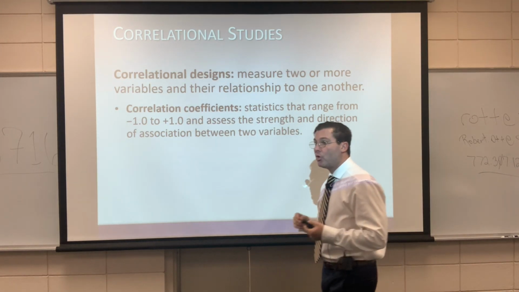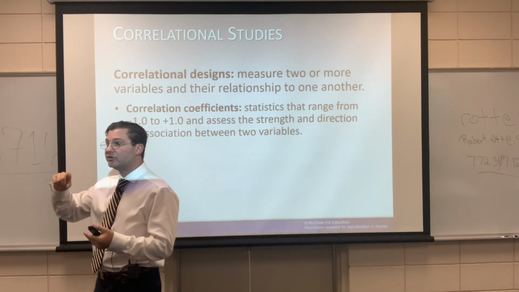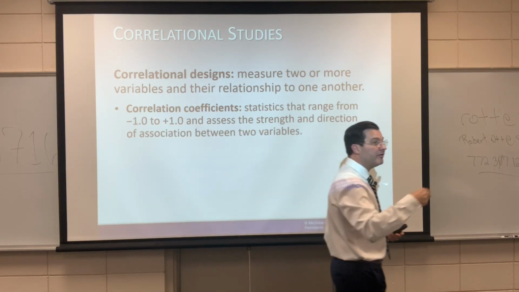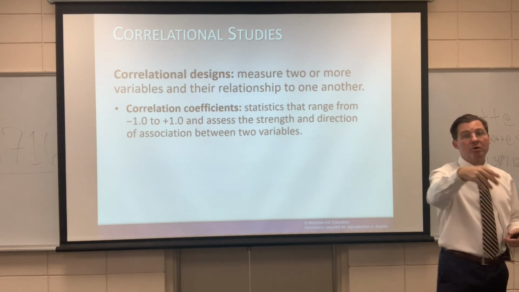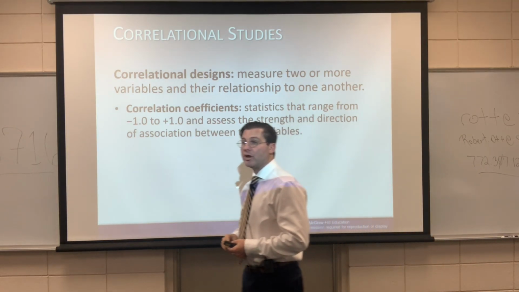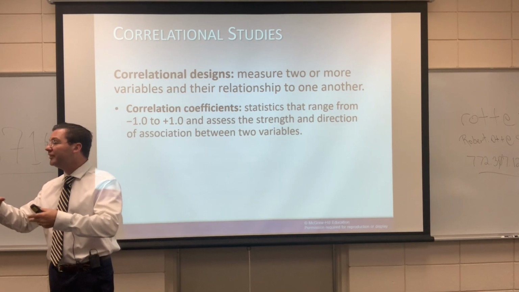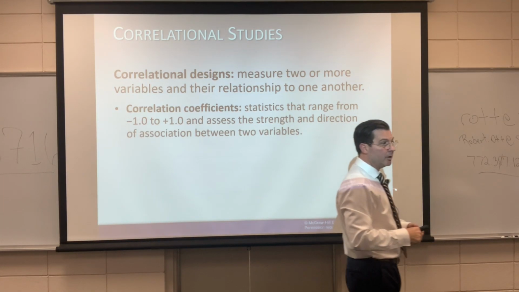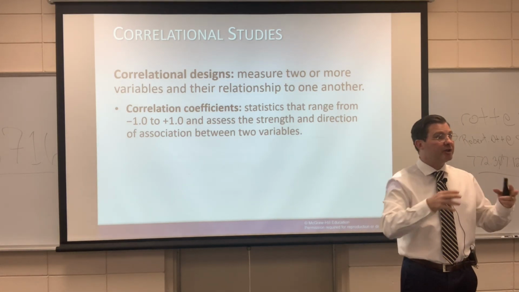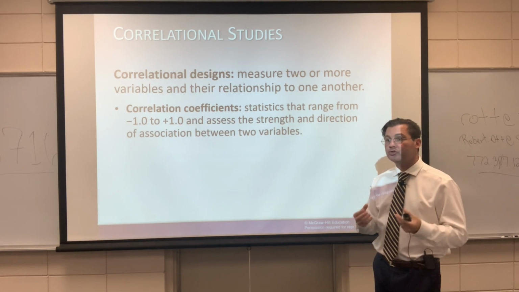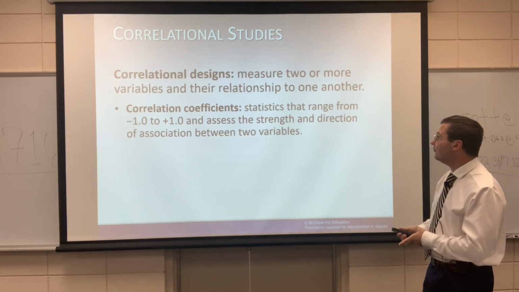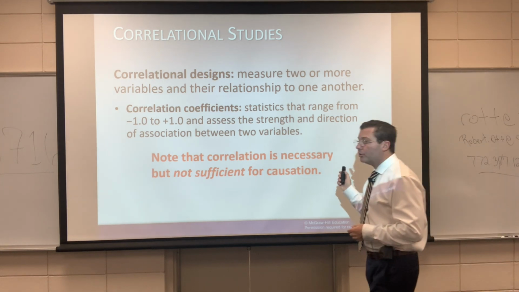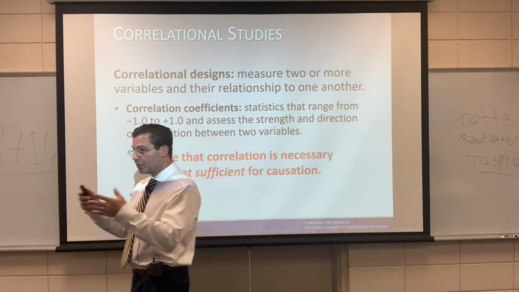If you have a 0.25, for example, whether it's negative or positive, it would be a weak relationship. If you have a 0.5, negative or positive, it would be moderate. If you have a 0.85 or a 0.75, negative or positive, it would be considered strong. And that's what they do with correlational studies. They're measuring the strength using a correlation coefficient to understand it. Correlational studies tell us that there's a relationship.